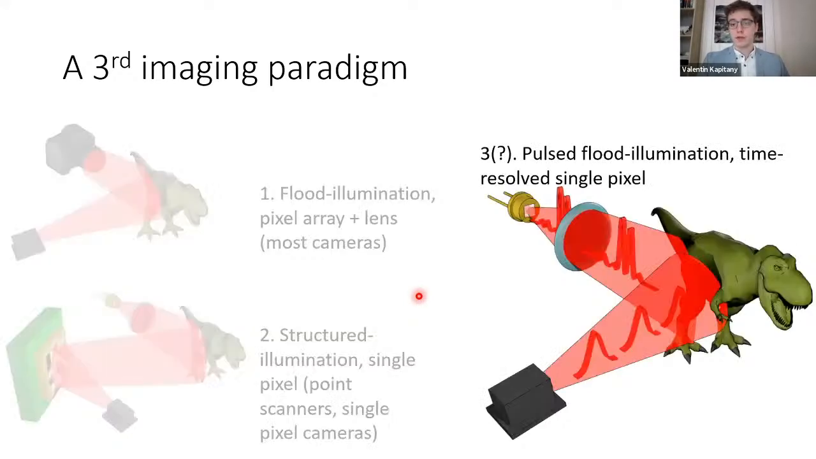Our third imaging paradigm is to use pulsed flood illumination and a time-resolved single pixel. So what this does is illuminate a scene with no spatial structure and detect the scene with no spatial structure. All we have is the temporal trace of that scene.